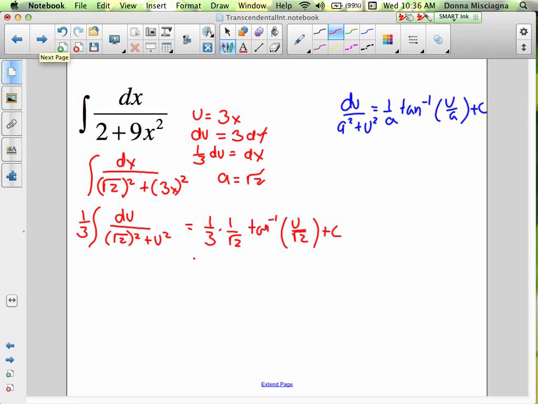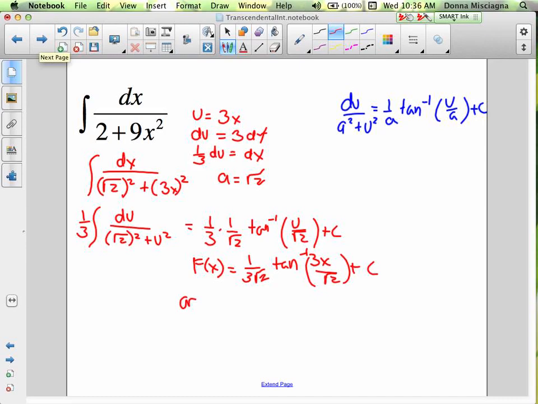So that's going to be, and I'm going to write this as an equation, I really should write this as an equation, f of x equals 1 over 3 square roots of 2 arctan, and I'm going to replace the u with 3x over the square root of 2, and then plus c. That's fine, right? Or we can rationalize the denominator if you want. I'll do that just in case you saw it as a rationalized denominator somewhere.